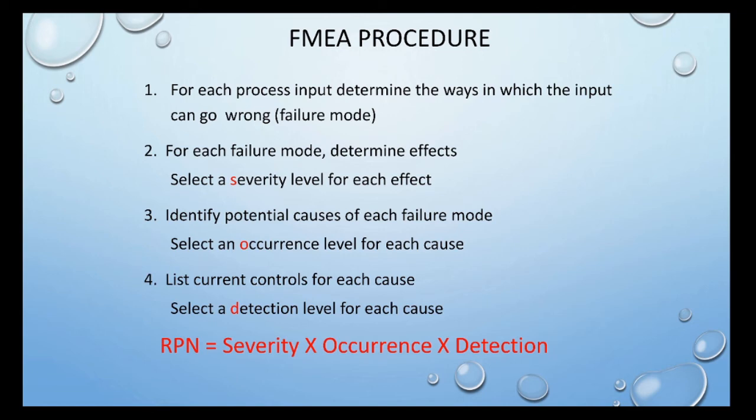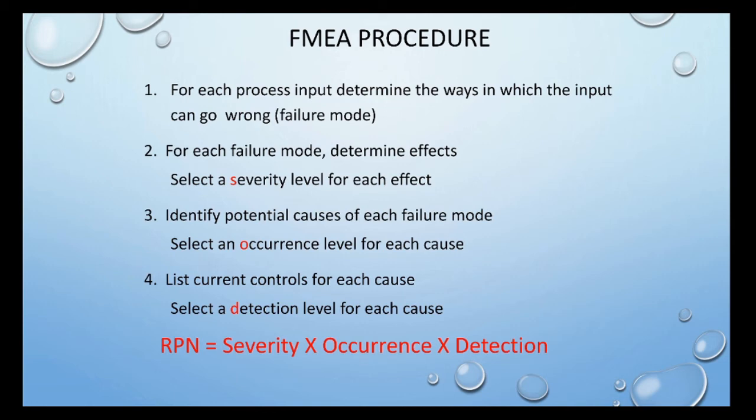And finally, which is another vital element, you have to list the controls for each cause. What are the controls? How to control that particular cause and effect? So here you are going to select a detection level for each cause. So three things automatically determine your FMEA procedure.